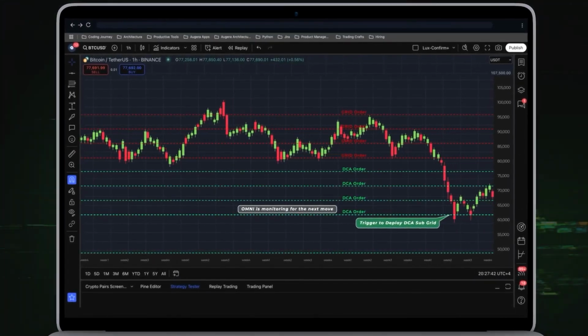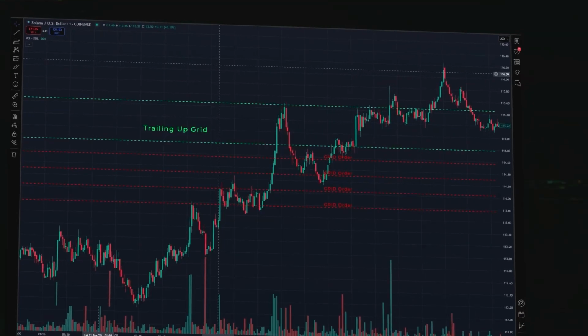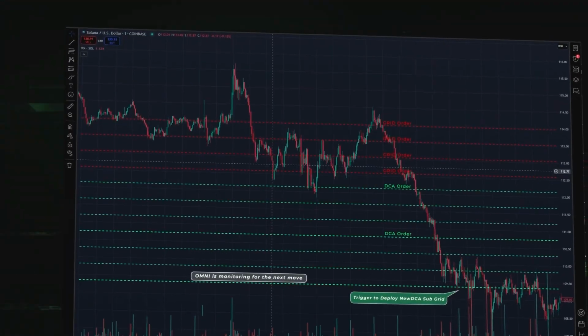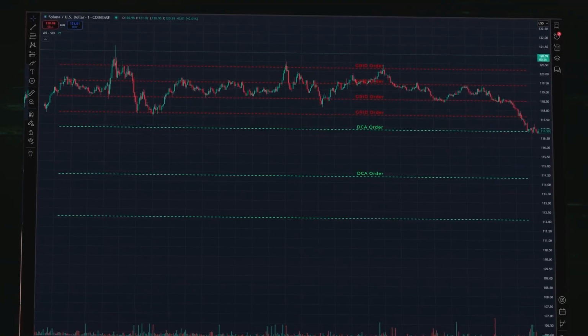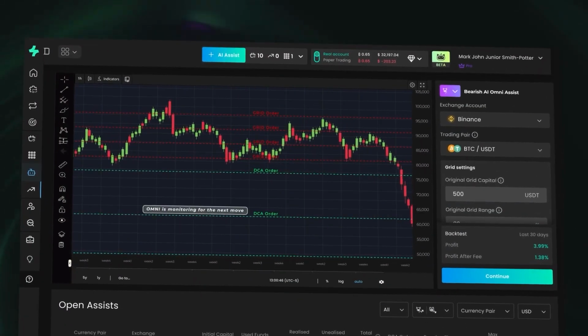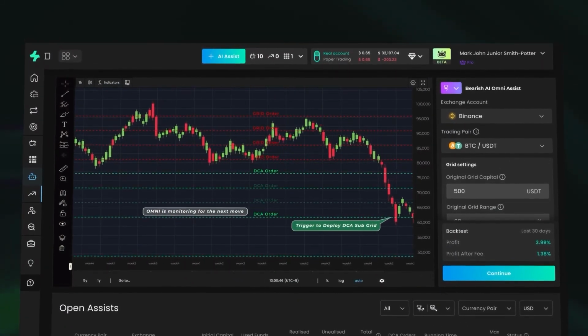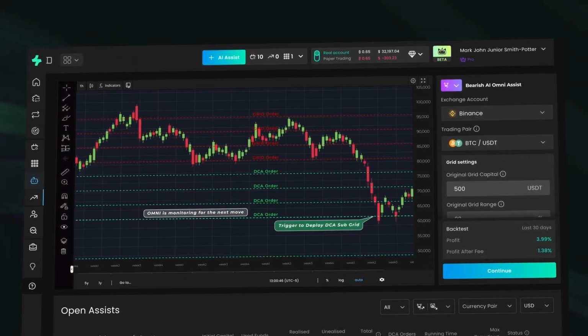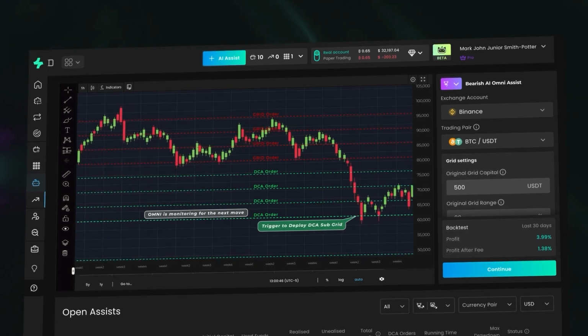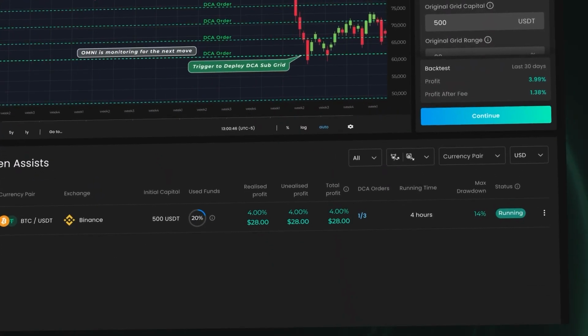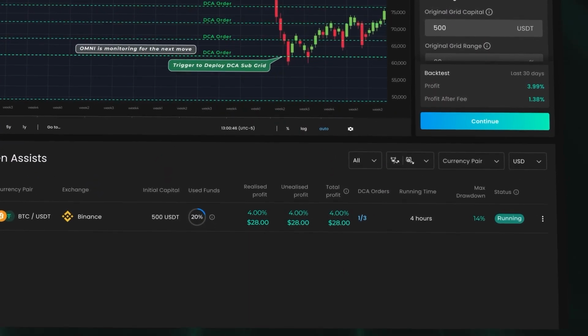This seamless blend adapts in real time, so you can ride an uptrend, bounce from dips, or collect gains in a range-bound market. Say the price drops below your entry. Omni Assist steps in, lowers your average, and sets new subgrids at the lower zone. Even a modest rebound can lock in profits long before a full return.